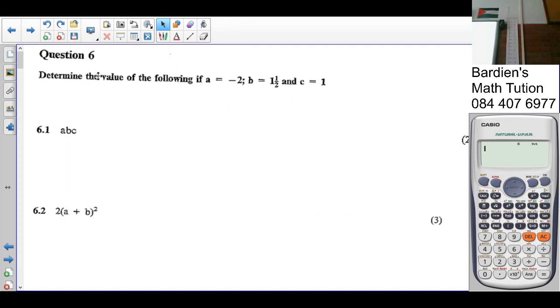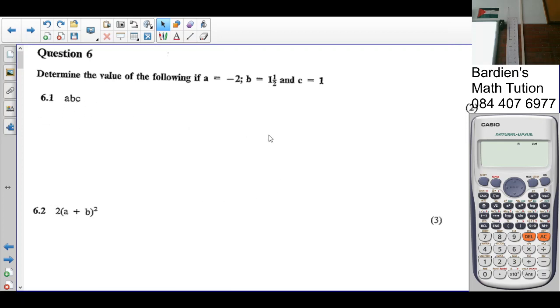Question 6. Determine the value of the following, if A is equal to -2, B is equal to 1.5, and C is equal to 1. So the substitution question. What happens between A, B, and C? Multiplication. So it's A times B times C. So it's -2 times 1.5 times 1.